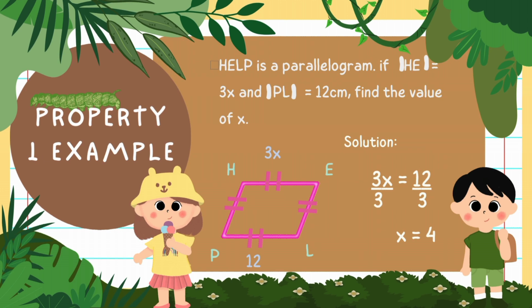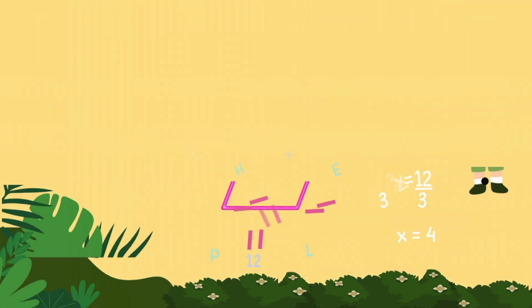So we'll be having an example, which is the square HELP. HELP is a parallelogram. If HE is equal to 3x and PL is equal to 12 cm, find the value of x. So we have the illustration and the solution.